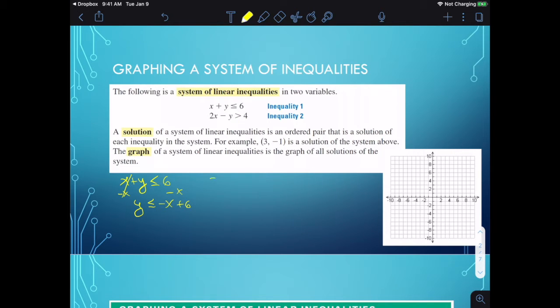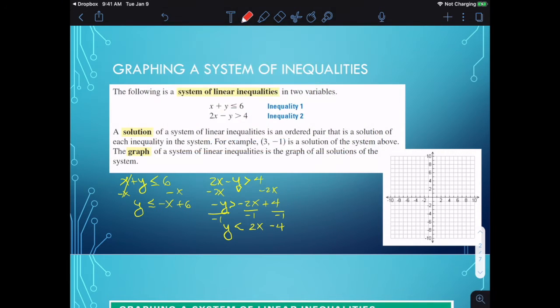Let's do the other one. 2x minus y is greater than 4. I'm going to subtract 2x from both sides, and that leaves negative y is greater than negative 2x plus 4. Now we're still looking for y, so we still need to do some adjustment here. We need to divide by negative 1. That means we're dividing everything by negative 1. And when we do that, remember, we're dividing by a negative, so we have to turn our inequality around. So now it's less than, and negative 2x over negative 1 is positive 2x, and positive 4 over negative 1 is now negative 4. And so there's our two inequalities, and so let's go ahead and graph them.